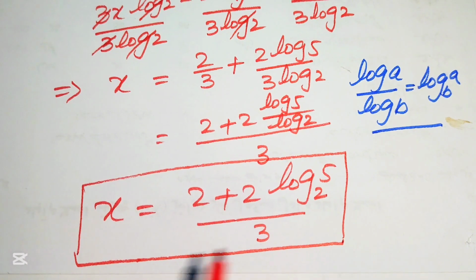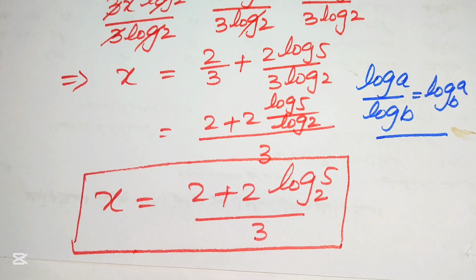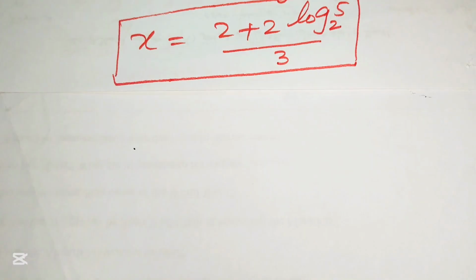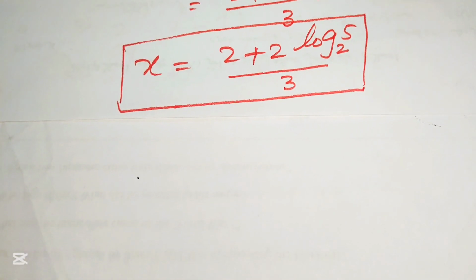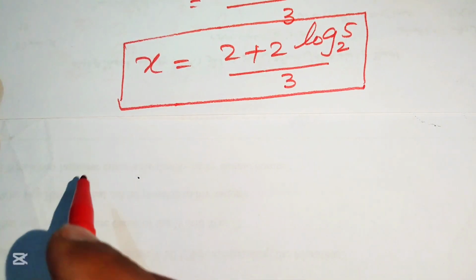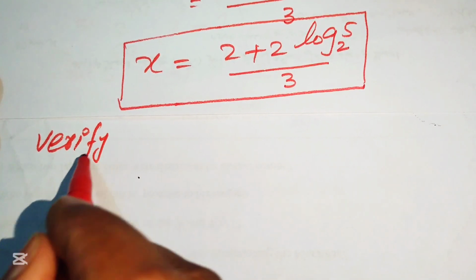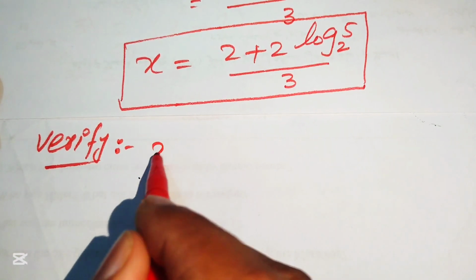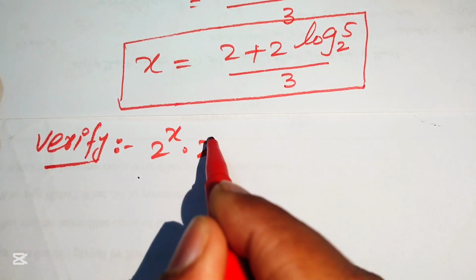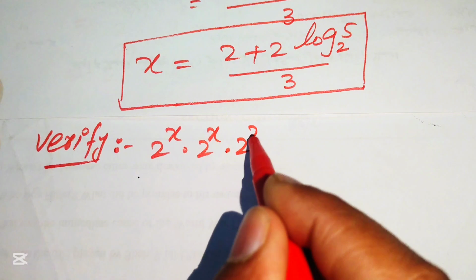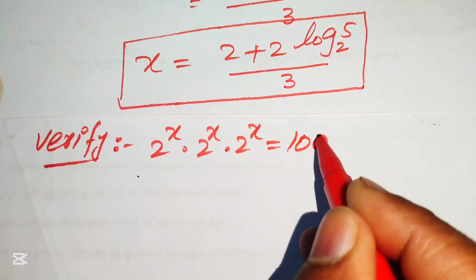And now further we need to check this value of x. Does this value of x satisfy the given question statement or not? So in order to verify this value of x, first we need to copy down the given question statement. We first write verification here, and the statement is 2 to the power of x, 2 to the power of x, 2 to the power of x equals 100.